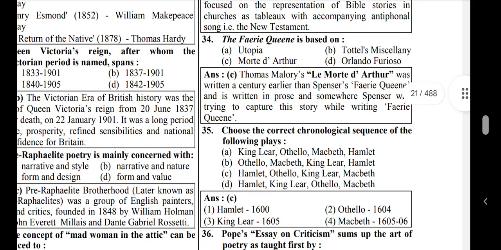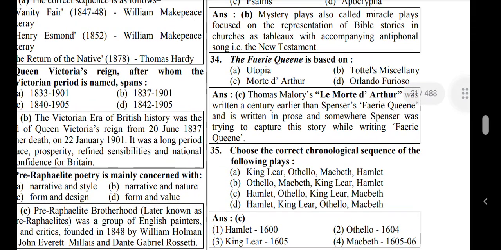Let's see what the answer is. The right answer is option C. The first one is Hamlet, which was published in 1600. The second one is Othello, 1604. See, four years after Hamlet, Othello was published, and King Lear is 1605, and Macbeth is 1605 to 6. Let's say the sequence: Hamlet, Othello, King Lear, Macbeth. 1600, 1604, 1605, 1605 to 1606.